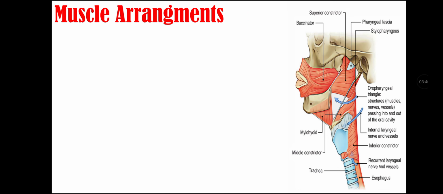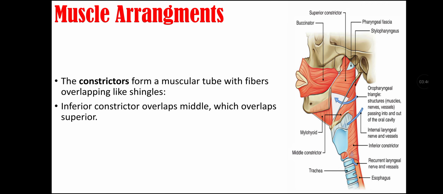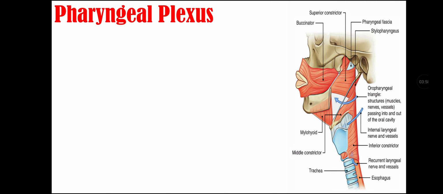Muscle arrangement in the pharynx. The constrictor muscles form a muscular tube with fibers overlapping like shingles. Inferior constrictor muscle overlaps middle constrictor muscle, which overlaps superior constrictor muscle. Longitudinal muscles then run inside this tube, thus elevating and widening the pharynx during swallowing.